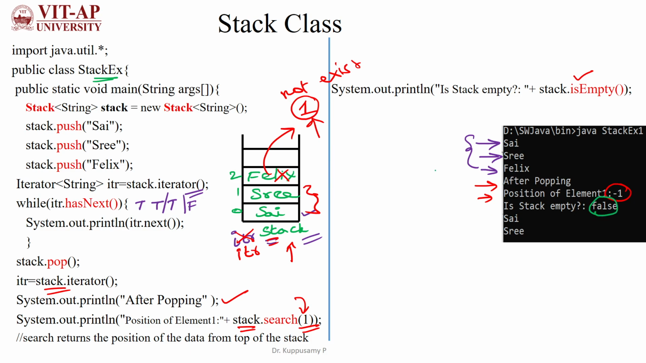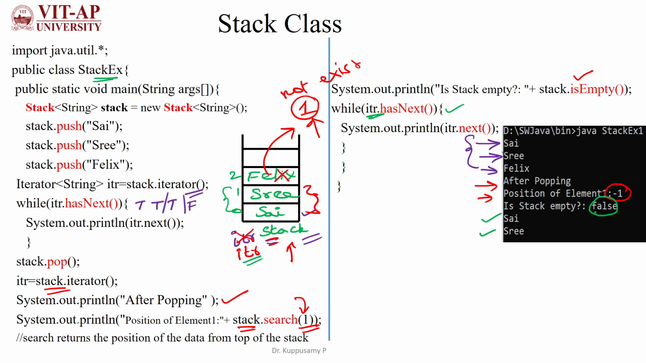Okay, then the next line prints the elements available in the itr. So itr now has two elements. Those two elements are printed: first Sai and another one Sri. So this is the output of this program.